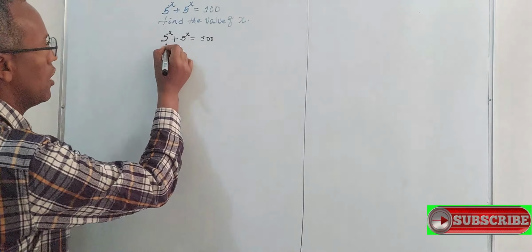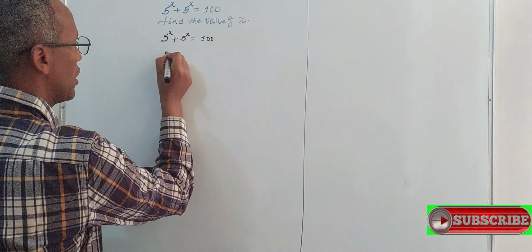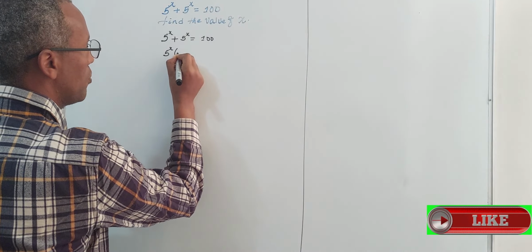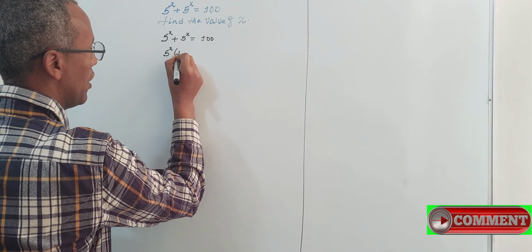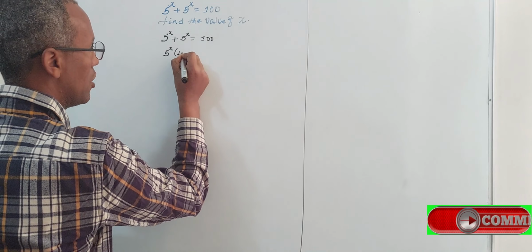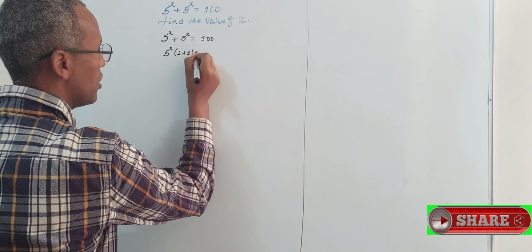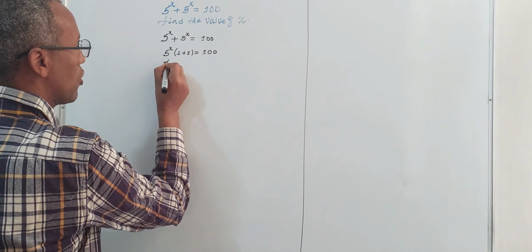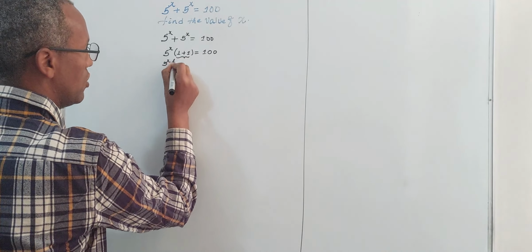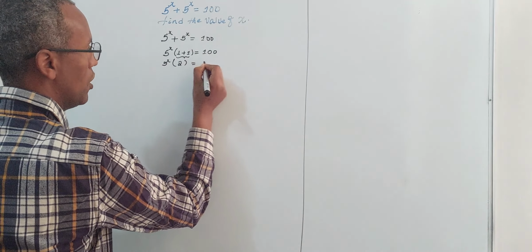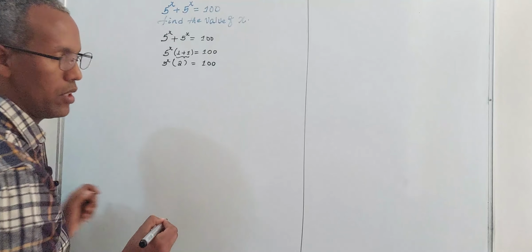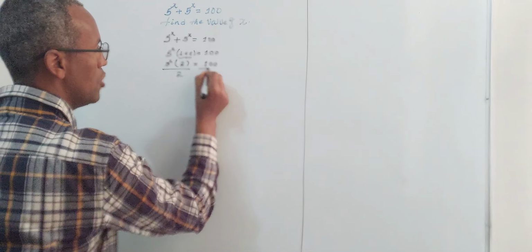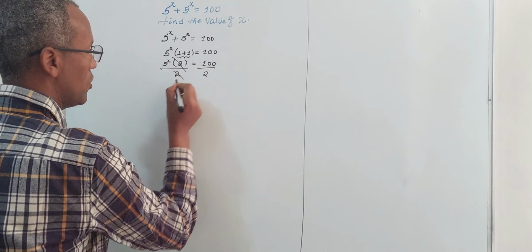factor out the common factor, which is 5^x, basically 5 to the power of x, okay? So 5 to the power of x, open the bracket, and then 1 plus 1 is equal to 100, okay? Now 1 plus 1, as you know, is 2, right? Which is very simple. 2 times 5^x equals 100. Then you can divide both sides by 2. Okay, you can cancel this with this.